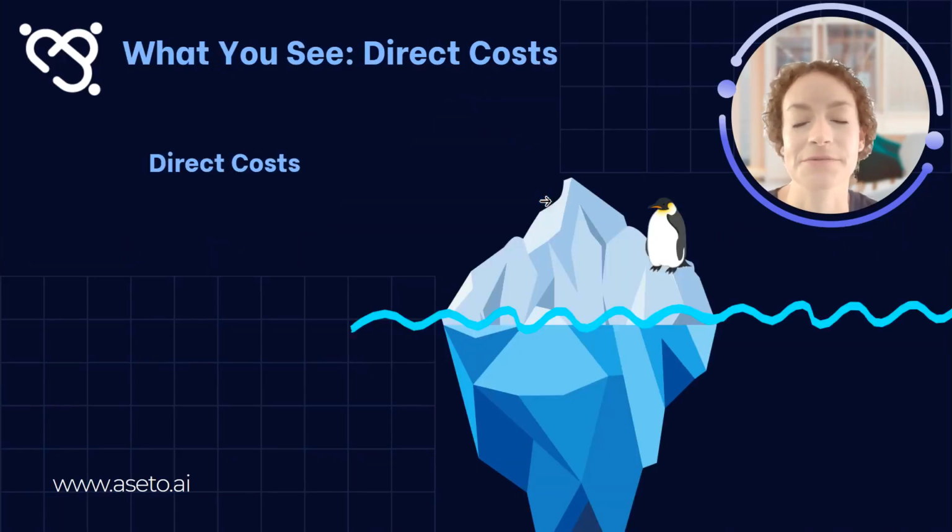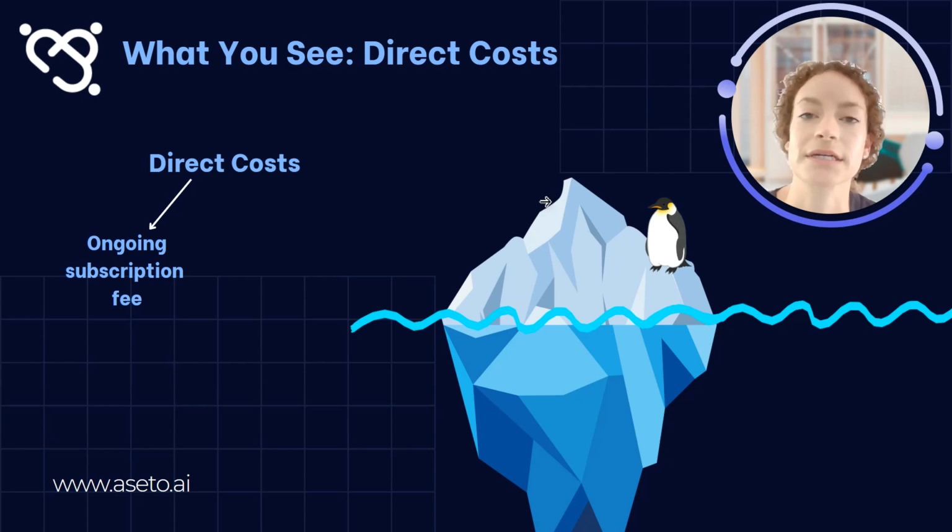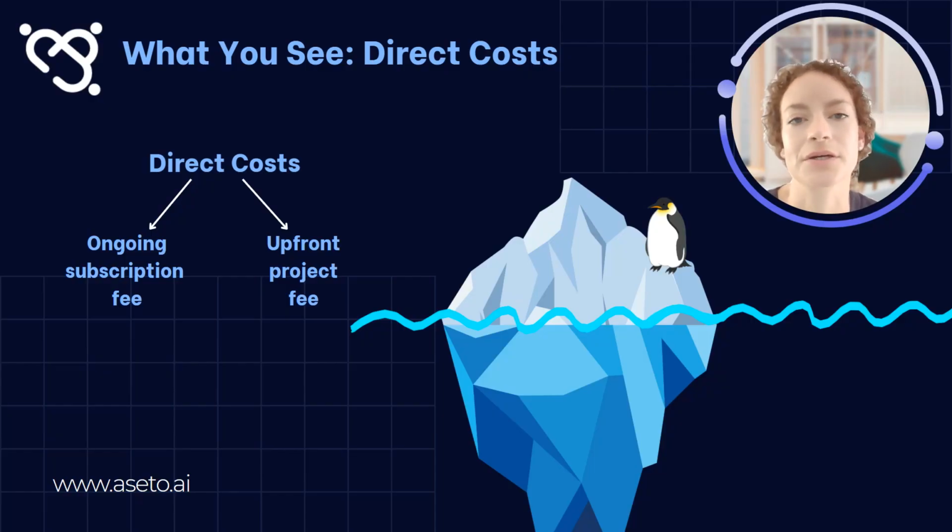The tip of the iceberg is what you see on the proposal or the price list. This is your direct cost, and it typically comes in one of two forms, which we discussed in our second video. First, for an off-the-shelf product, it's the predictable ongoing subscription fee. This is often the lower upfront cost that makes it easier to get started. Second, for a custom fit solution, it's the upfront project fee. This is a larger, one-time capital investment in an asset that is built specifically for your business. This direct cost is the most straightforward part of your budget, but it's only the starting point of the total investment.